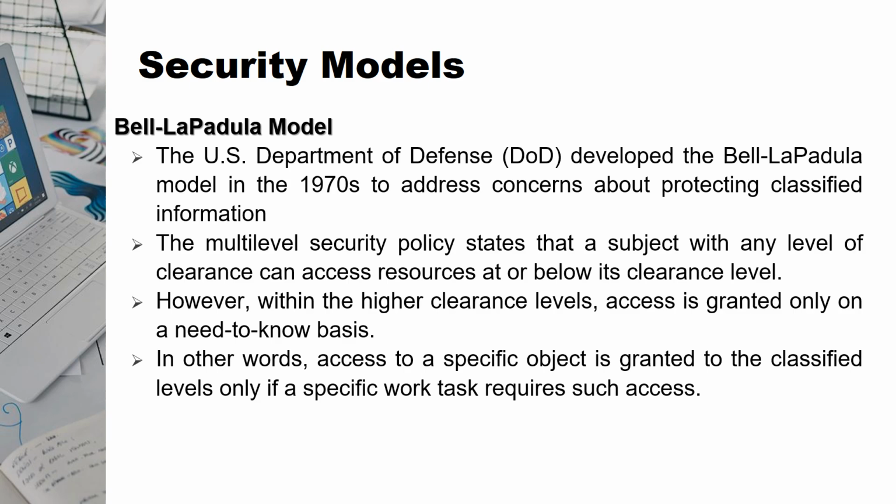So to define security models, these are formal frameworks or sets of rules that organizations use to define how information and resources should be protected within a computer system. These models help us decide who can access what data, under what conditions, and how to prevent unauthorized access or changes. By following a security model, organizations can ensure their information is kept confidential, accurate, and available when needed.